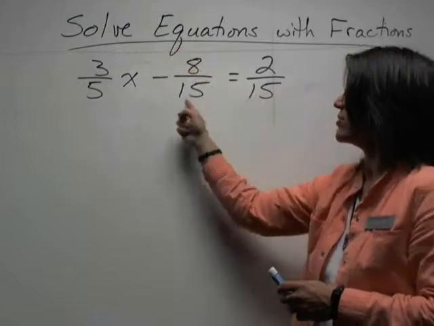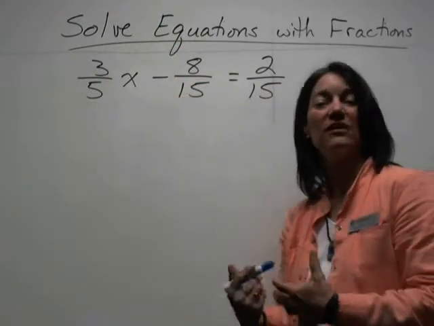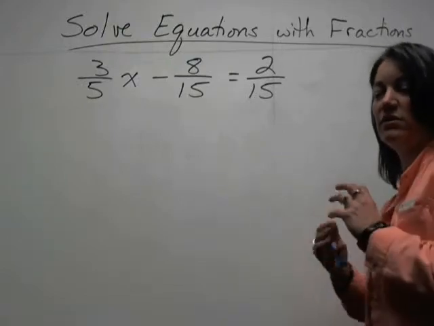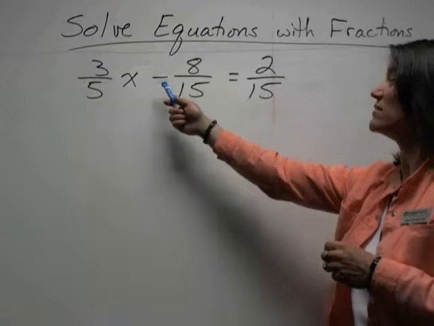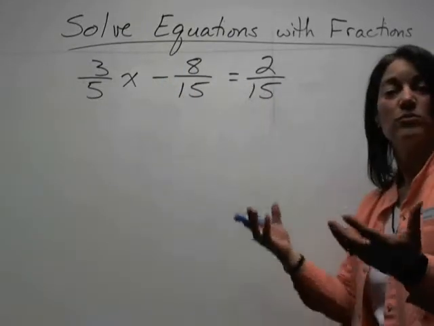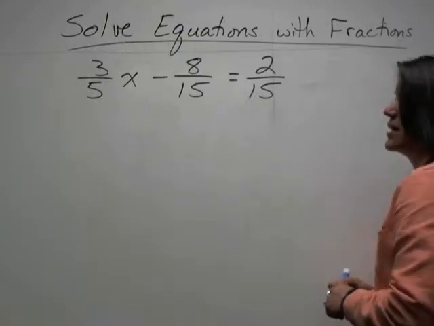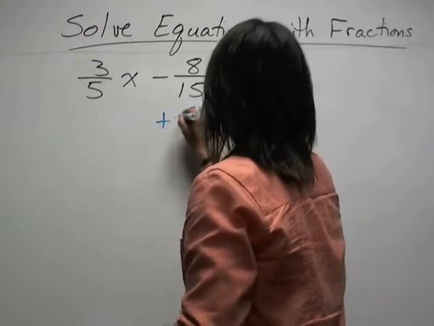Now, this term, to move a term from one side of the equal sign to the other side, we use inverse operations, or the operation that would cancel or undo this. This is being subtracted. It's subtracting the 8/15. So to move that to the other side, we use the opposite operation of subtraction, which is addition.